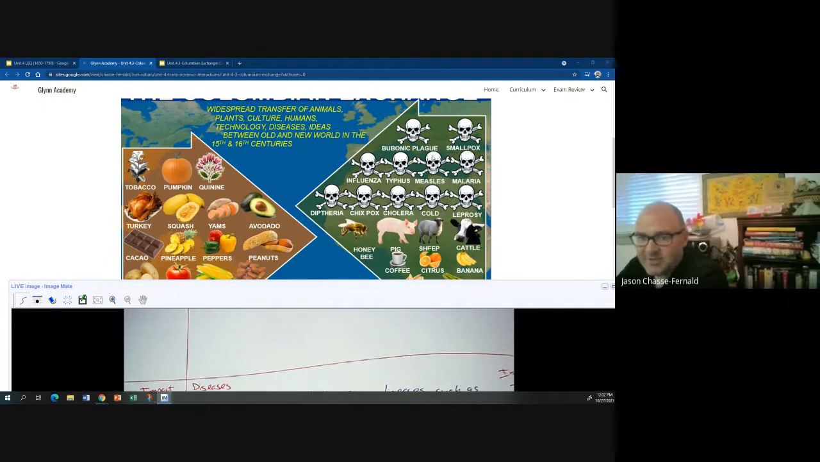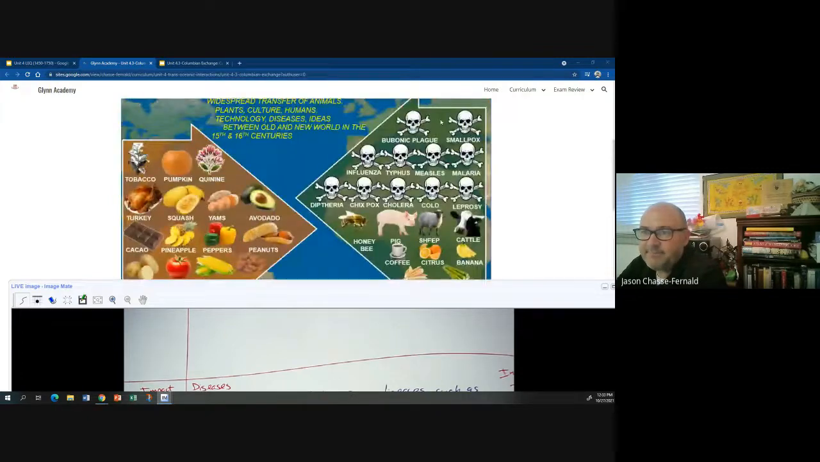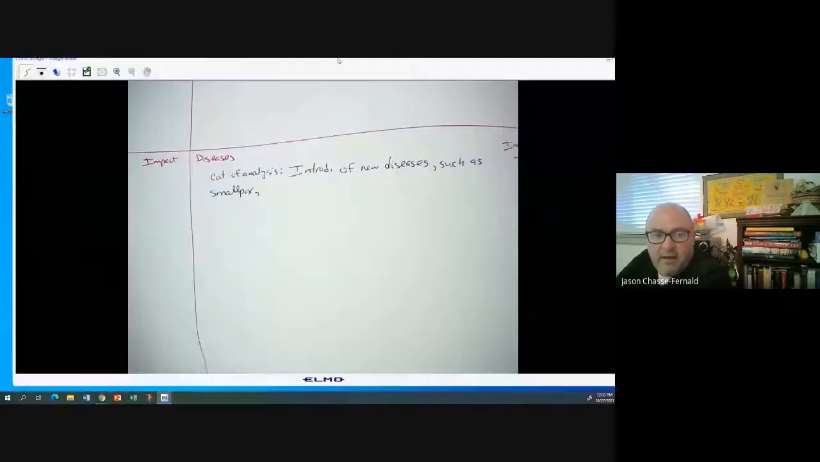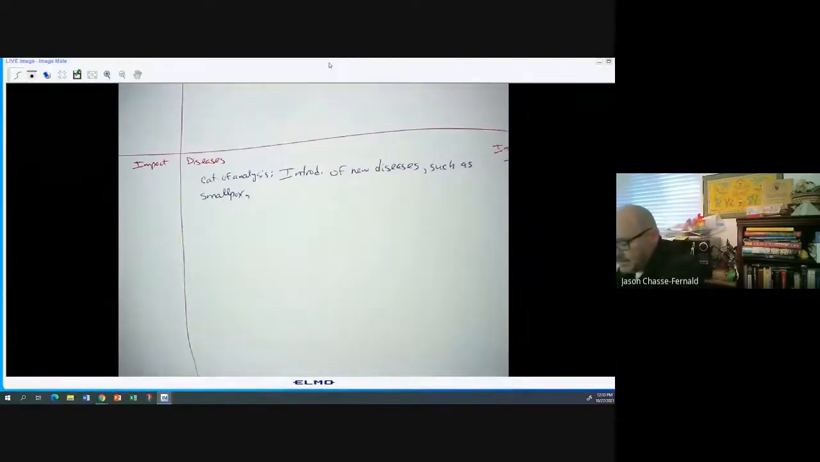So you can see there's just many, right? Many diseases that are going to go in that direction, and of course, many of them are a result of domestication of animals. All right. So there's that. All right, so we kind of stop and just kind of clarify that real quick. All right. So such as smallpox. All right. Where was I?